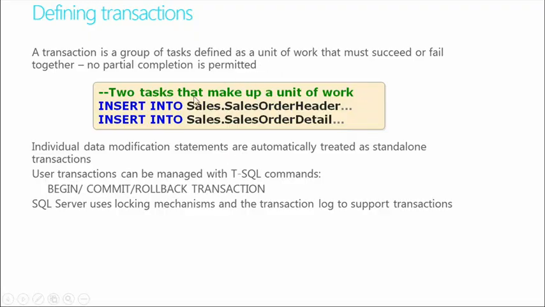So this is an example. It's a group of tasks defined as a unit of work. These two tasks make up a unit of work. Insert into sales order header. We have a new order that came in. The general information about the order is in the order header table, but the details are in the order detail table. So we want to make sure that if we're adding content in the sales order header table, the details about that also get added into the details table. And if we can't do that, then we're going to have a problem. So we need to make sure that we have a way to resolve that problem or manage that problem.